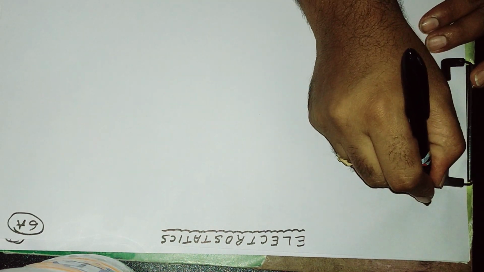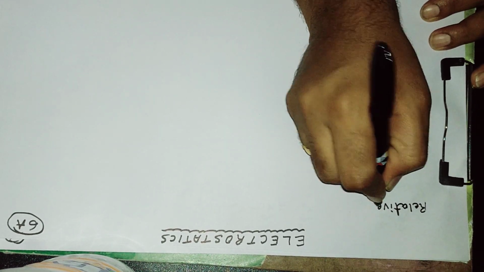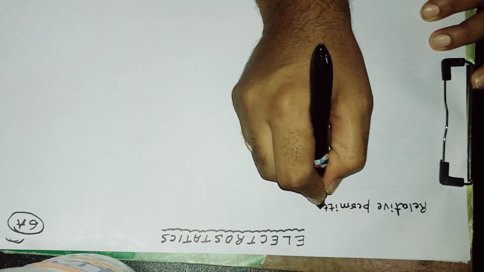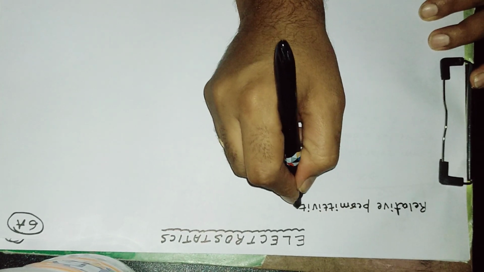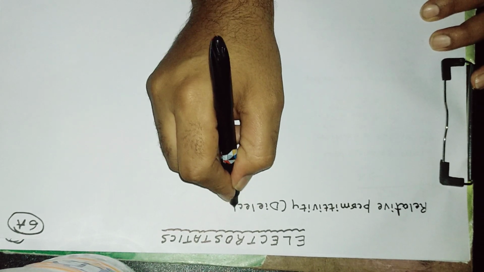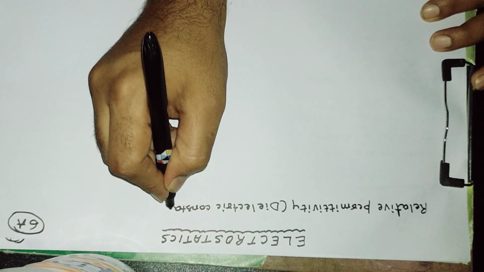Today, we will start by defining relative permittivity, or what is also called the dielectric constant, of a medium.